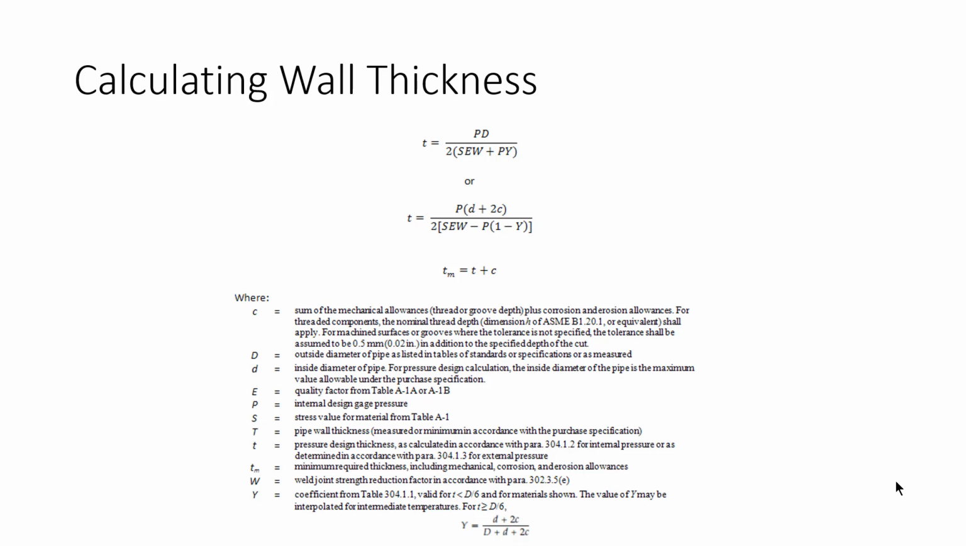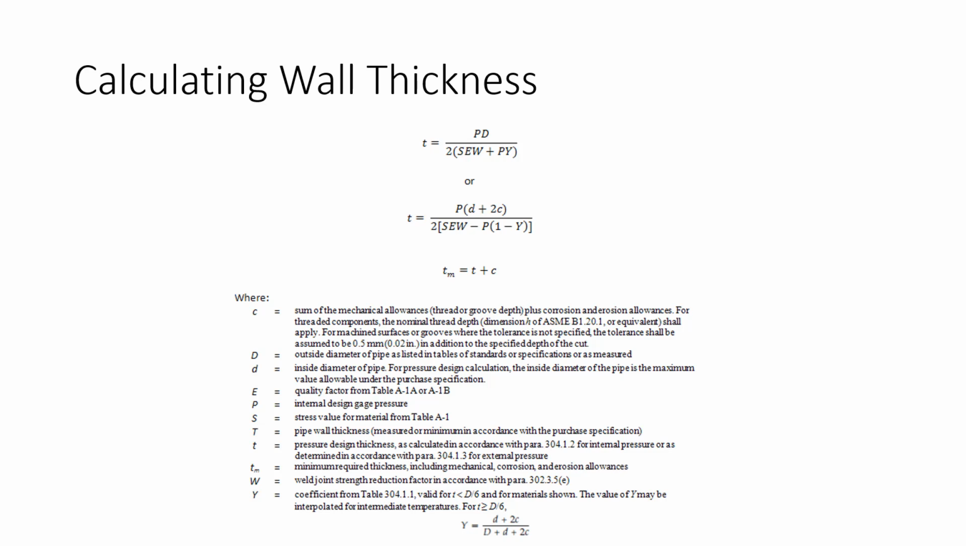Calculating pipe wall thickness based on B31.3 is a two-step process. The first step calculates for what is referred to as the pressure design thickness, lowercase t. The second step is to integrate the results of t with that of the mechanical allowances such as threads or grooves, corrosion or erosion. In doing so, we end up with what is referred to as the minimum required thickness, lowercase t sub m. In calculating for t, there are two options.